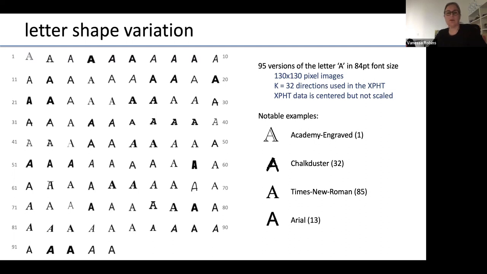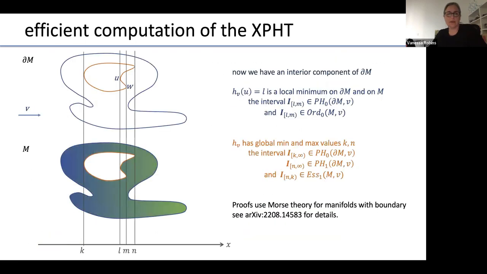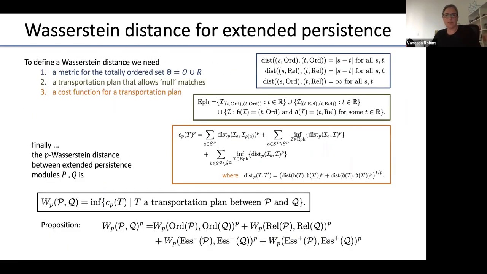Yes. Okay. So because you are breaking down, the Wasserstein distance does break down into these four parts. And so we really do compare ordinary with ordinary, relative with relative, and then the two different types of essential classes with each other.